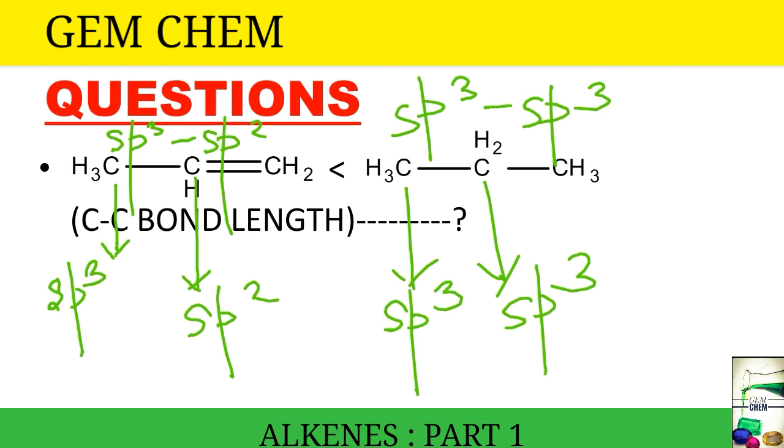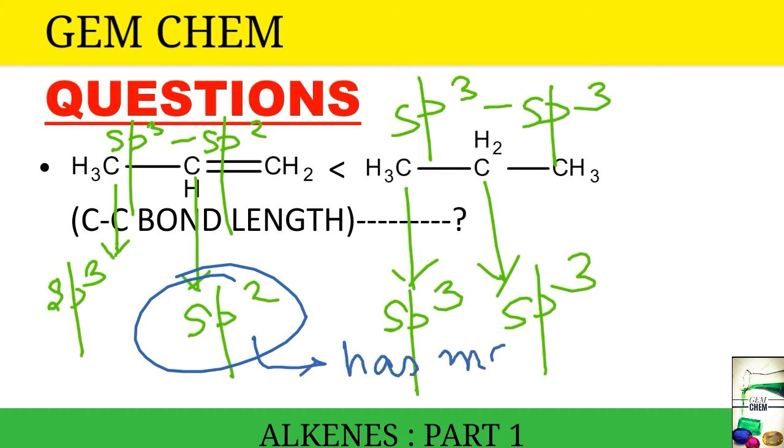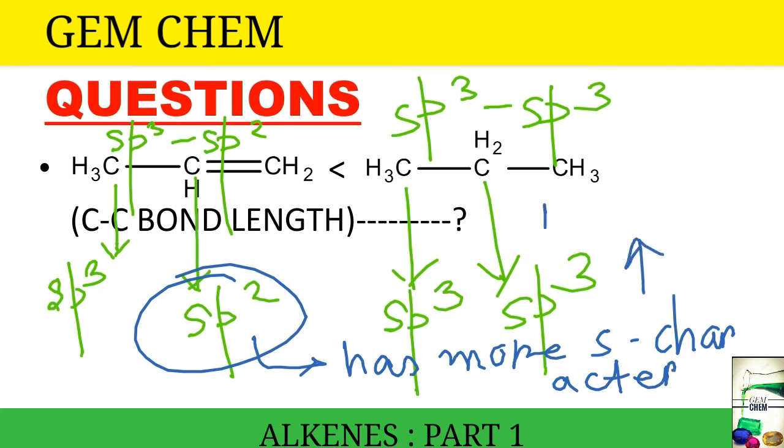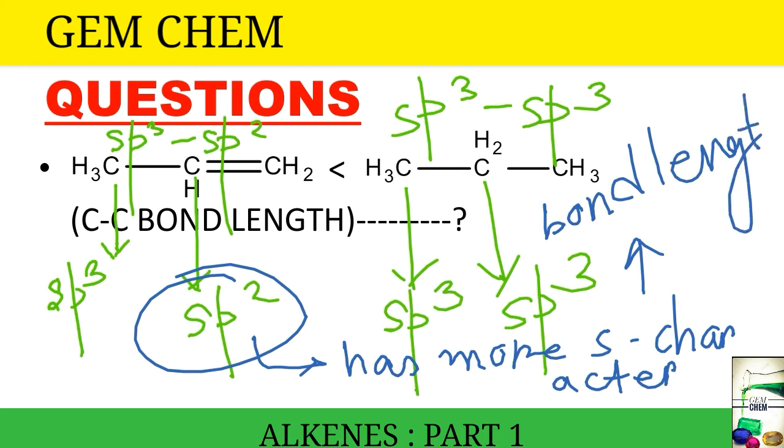Now we have already seen that this sp2 hybridized orbital has more s character, right? More s character means what? More s character means that the bond length will be shorter, as it is inversely proportional to s character, right? Bond length shorter, so this bond is shorter.